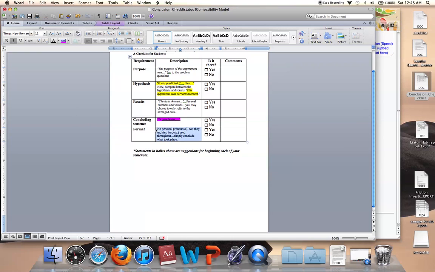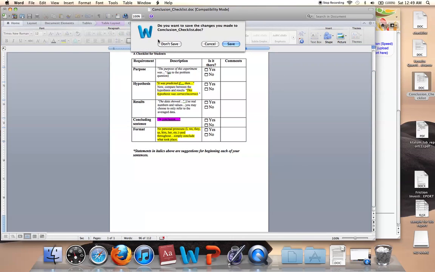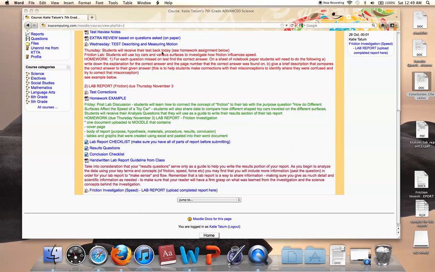And notice in format, it says no personal pronouns: I, we, they, us, him, her. And you need to make sure that you follow this general rule throughout your lab report, throughout the hypothesis and the procedure and the results. Every time you use a personal pronoun, you're going to lose points. So you want to make sure that you type your lab report up in a way that you don't use personal pronouns. And you want to make sure you proofread and make any corrections that you need. So that is the conclusion checklist and how you can use that conclusion checklist.